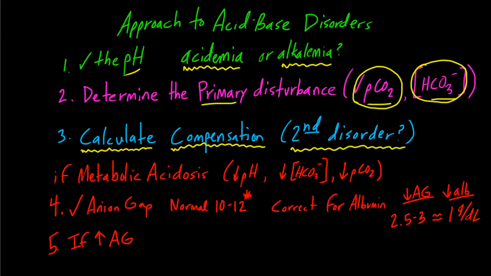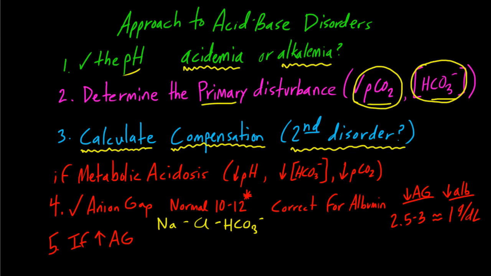Here's a little caveat. If you think there's a primary metabolic acidosis occurring, so I put the main parameters here, check the anion gap, and that's easy to calculate. Remember, it's just the sodium minus the chloride minus the bicarbonate, okay? And that will give you a number.